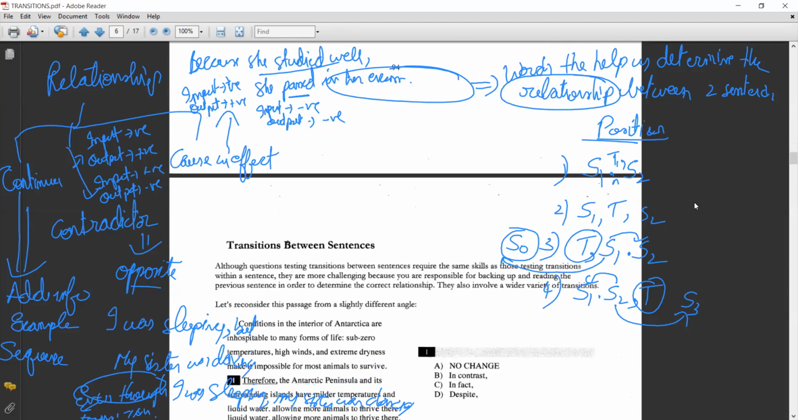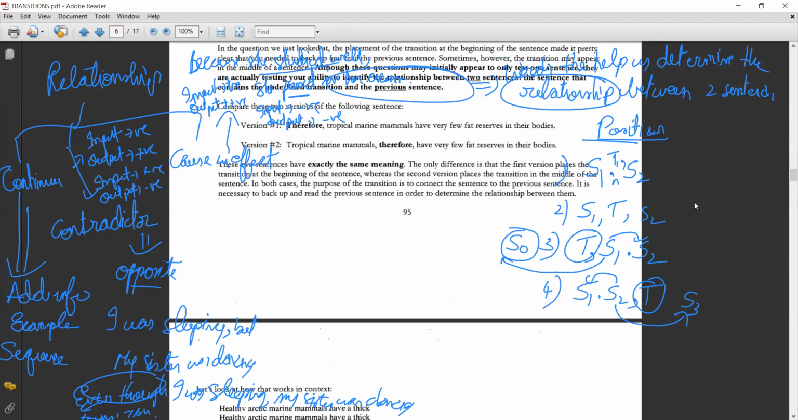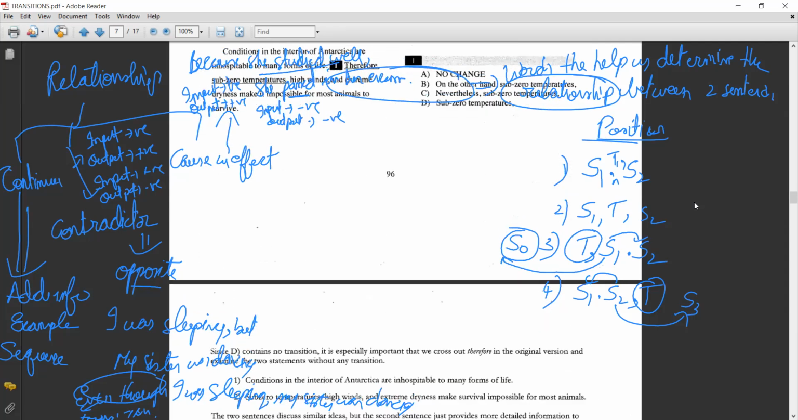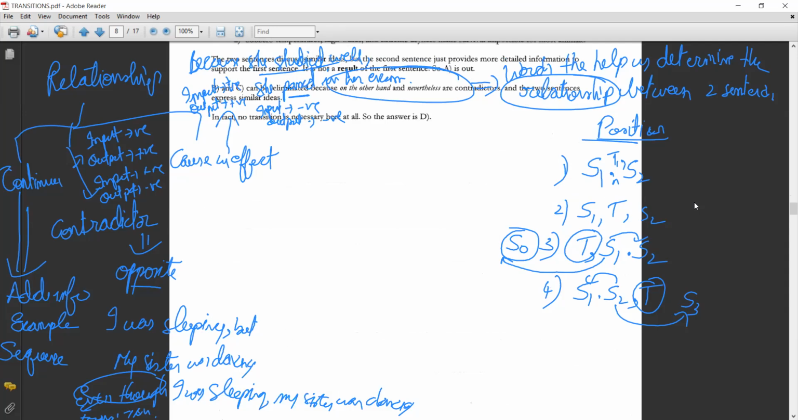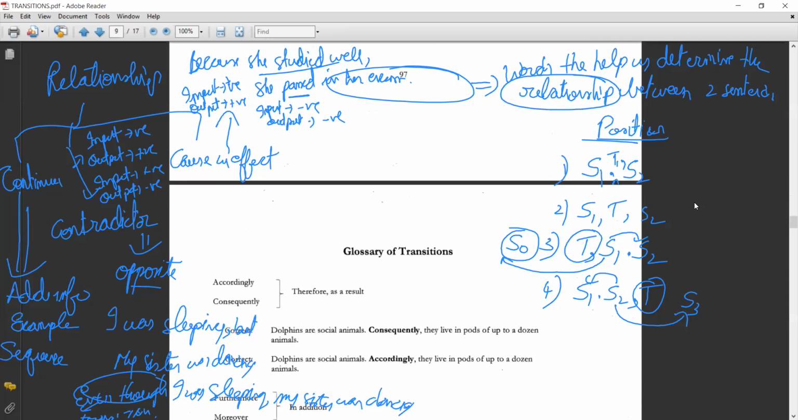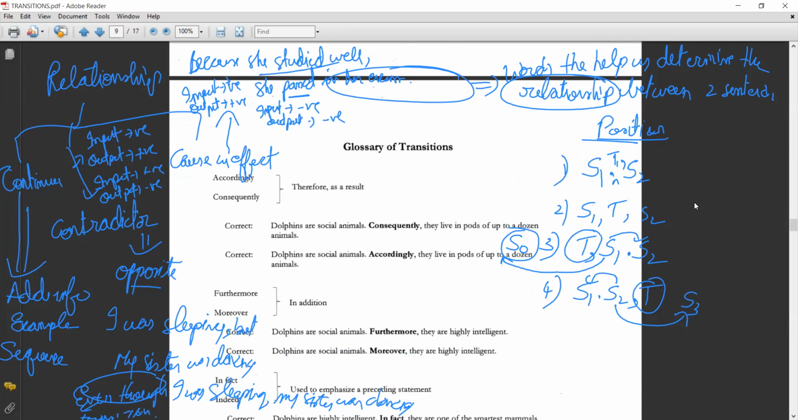And then there is the no transition rule. Suppose options A, B, C, and D are given. A, B, C have a transition, but option D does not have a transition. The no transition rule says that it's a trick wherein 95% of the time you can opt for the option with no transition. You can choose option D directly, but just cross check it. Are you understanding my point? That's the no transition rule.